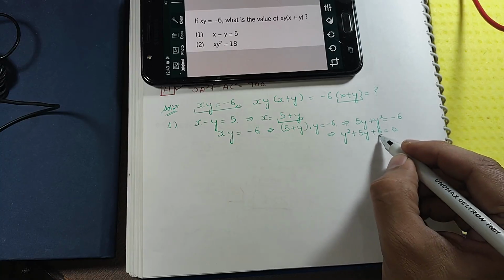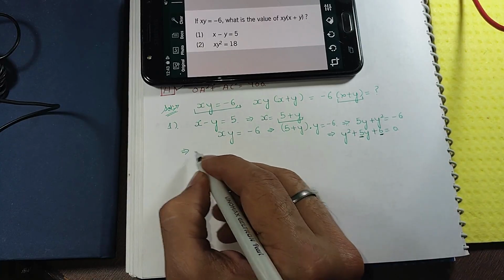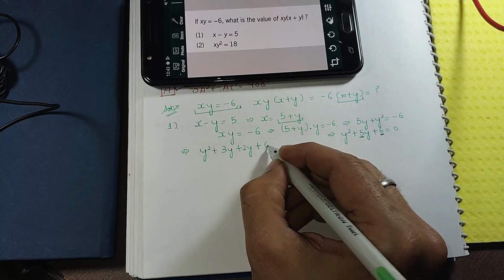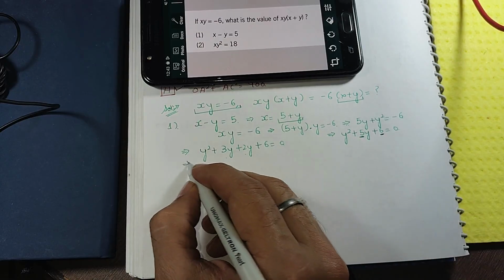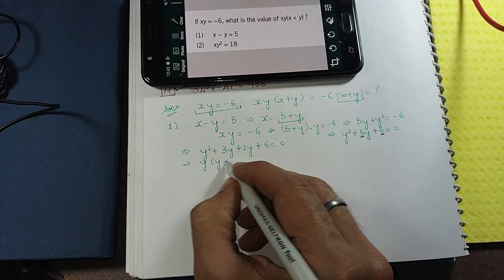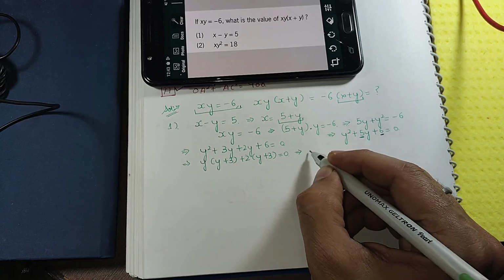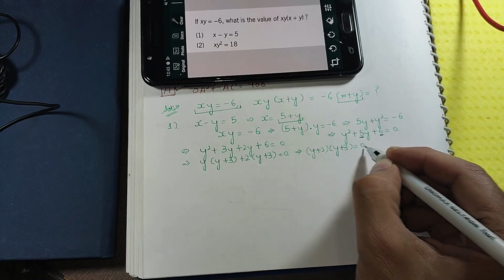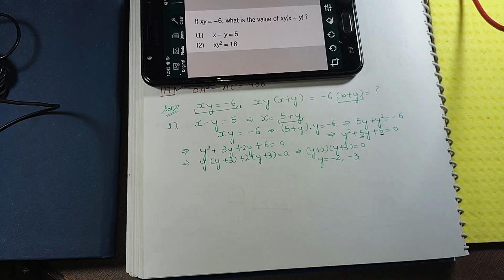Now since the product is 6 and the sum is 5, I can write this as y square plus 3y plus 2y plus 6 equal to 0. 3y plus 2y is 5y. So I will be taking y common. Here I will be left with y into y plus 3, plus 2 into y plus 3, equal to 0. So this implies y plus 2 into y plus 3 equal to 0. So I will be getting the value of y equal to minus 2 or minus 3. So I am getting two values for y.